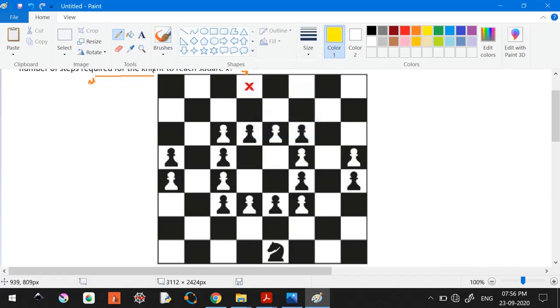So from here, if I start 3 steps, either I should go this way or this way, or straight here. If I go 1, 2, 3 here, it is already a pawn, so the knight cannot go there. Same way, 1, 2, 3 here, the knight cannot go there, so this is also not possible. So the only possibility I can see is 1, 2, 3, which means coming here.